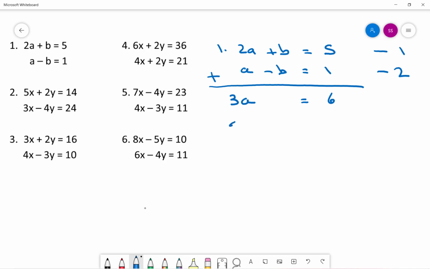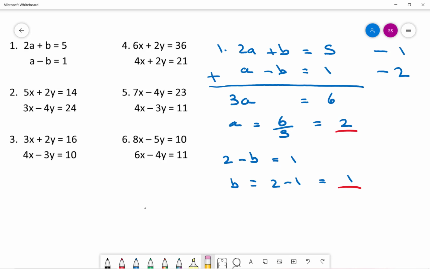is equal to 6. If we rearrange that, a will equal 6 divided by 3, which gives us an answer here of a equals 2. If we now substitute that value of 2 into an equation, I'll pick on the second equation here. It will be 2 minus b equals 1. And if we rearrange for our b term, it will be 2 minus 1 equals 1. So in question 1, my a value is 2 and my b value is 1. So that's it for question 1.